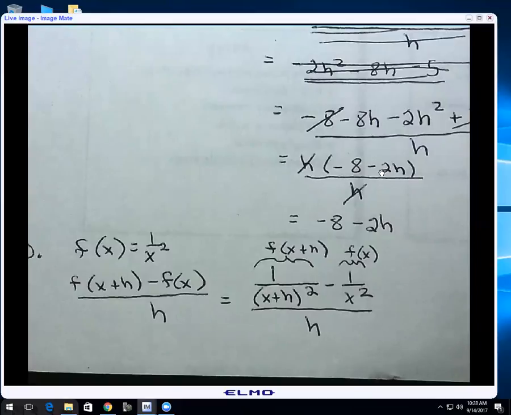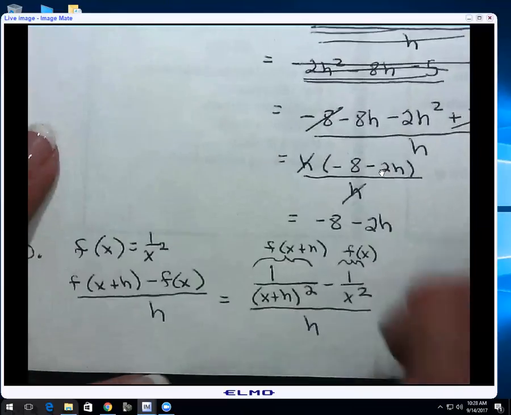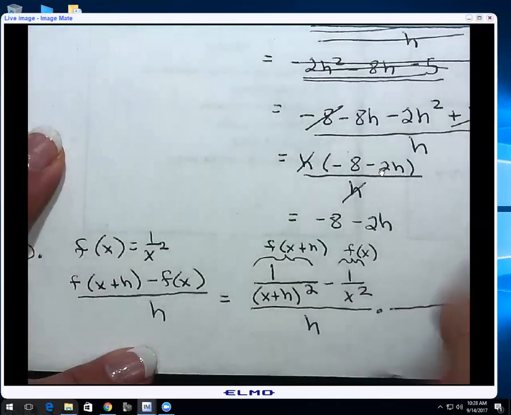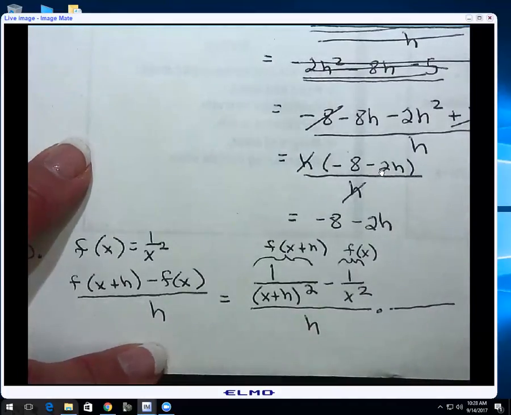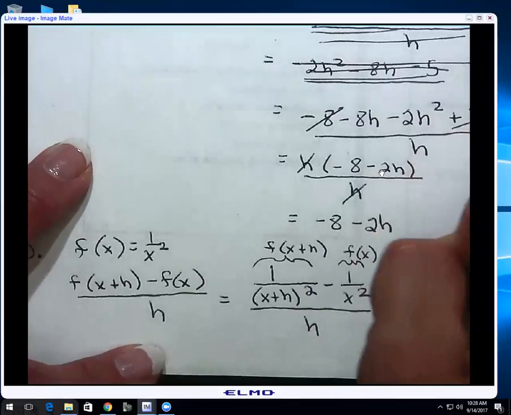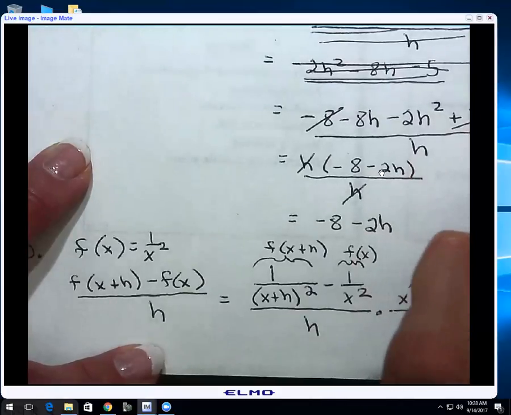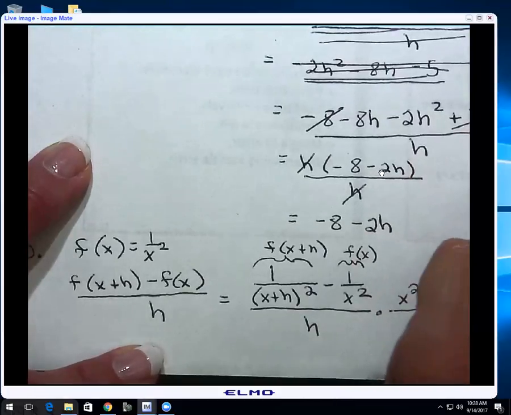Now, here's the algebra part. How do I clean that up? That's a complex fraction. Little fractions within a big fraction, that's a complex fraction. How do I simplify a complex fraction? You multiply by the LCD, and the LCD of these two baby fractions has to include both the x squared and the x plus h squared.